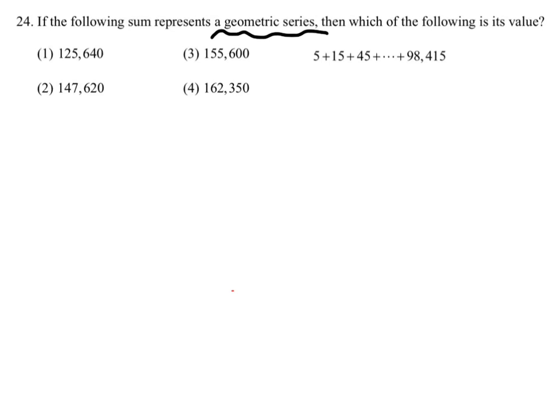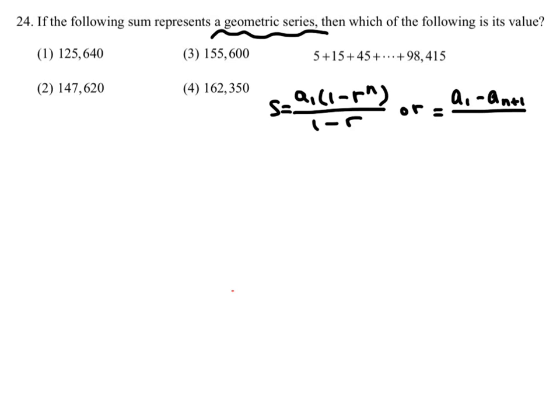Number 24, we want to find out the geometric series as shown over here. So the sum of the geometric series is the first term times 1 minus r to the n power over 1 minus r. That's one formula. Or actually another formula for that would be this one: first term minus the term after the last term. You see here, a sub n plus 1 is the term after the last term, and then divide by 1 minus r. We can do either way.